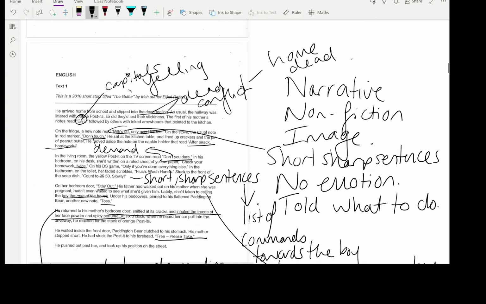Now, the title itself is called The Gutter, and the gutter, like there's an old saying, washed out with the gutter or thrown out in the gutter. Basically, in the old days, people used to just toss all their filthy toilet water and everything in the gutter to be washed away, and rubbish and everything would accumulate. So basically, the boy feels so unloved that he feels like he just wants to throw himself out into the gutter.